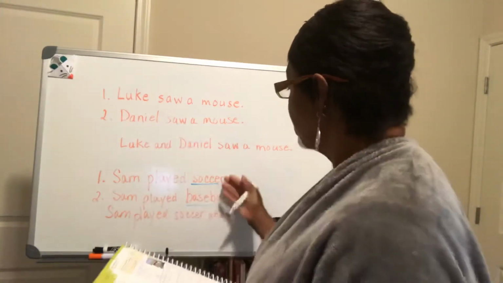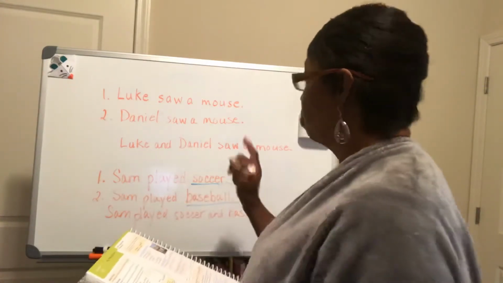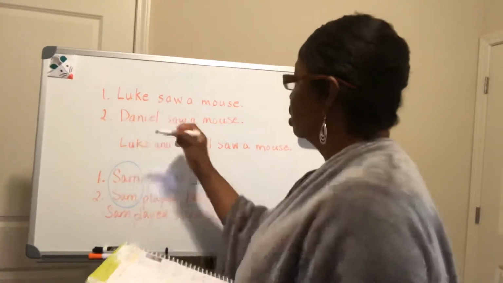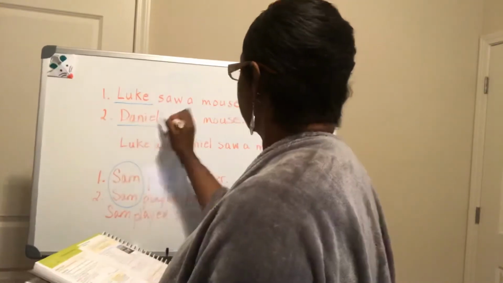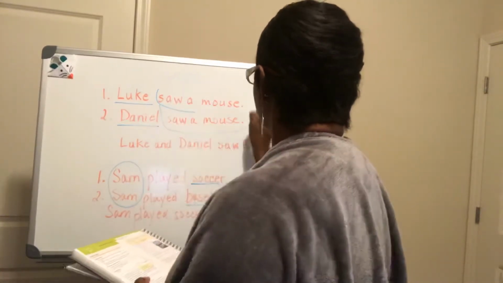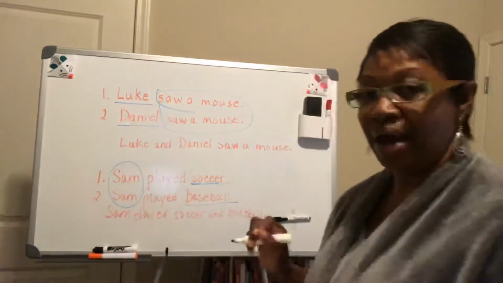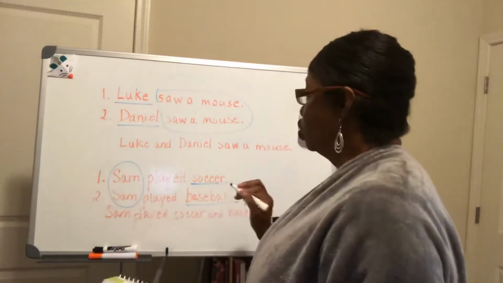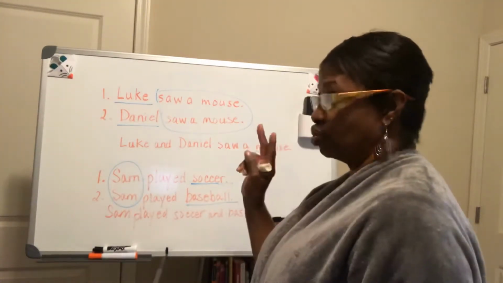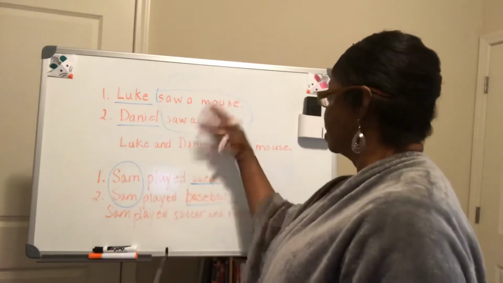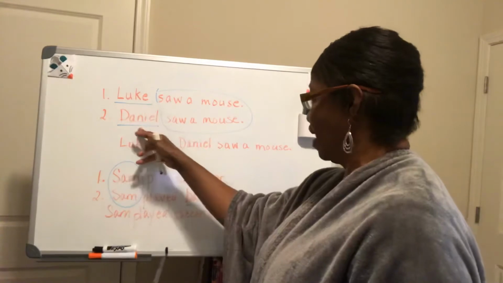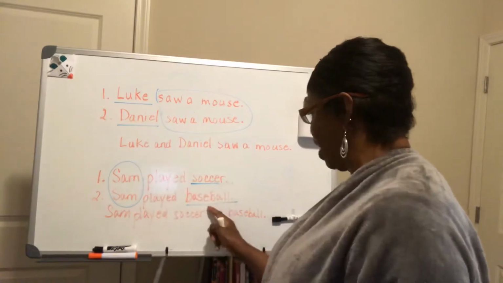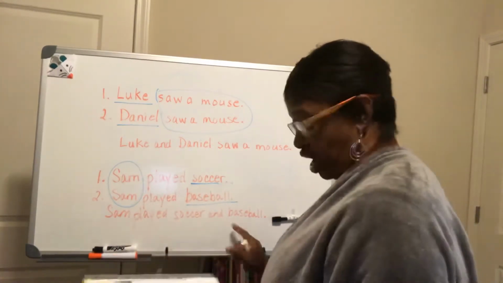When it's just the opposite, the predicate parts are different, but the subjects are the same, Sam and Sam. In this one, the subjects are different, but the predicate part in both of them are the same, saw a mouse. If whatever part is the same, whether it's the subject or the predicate, you would join the other two parts with and. If this is the same, you would join these two with and. If this is the same, you would join this part with and, soccer and baseball. So Sam played soccer and baseball.